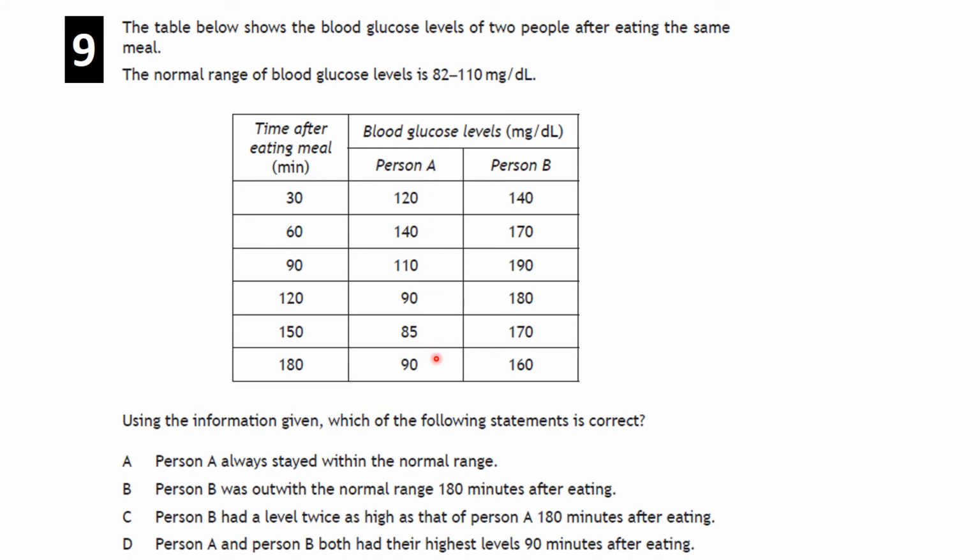So did they stay within 82 and 110? No. Person B was out with normal range 180 minutes after eating. That looks right, it was 160. But let's check the others. Person B had a level twice as high as that of person A, 180 minutes after eating. 90 times 2 is 180, so that's not right. And then D, person A and B both had their highest levels 90 minutes after eating. Well, B did, but A didn't.